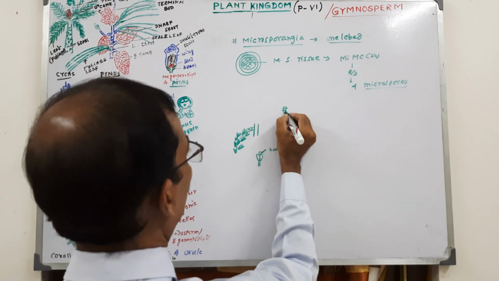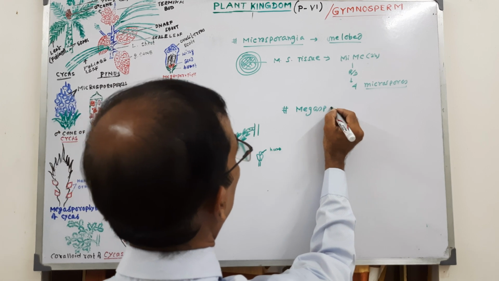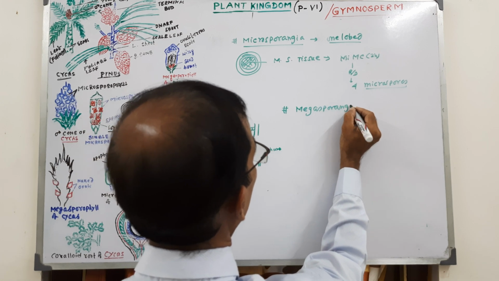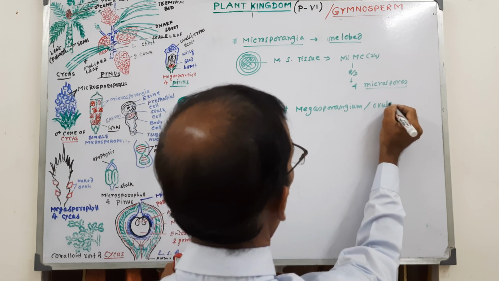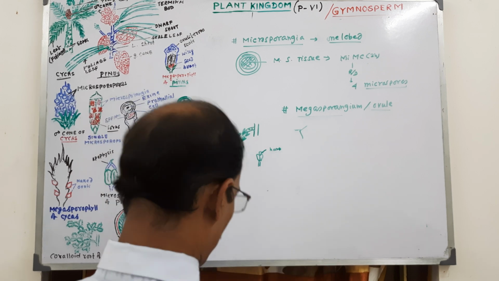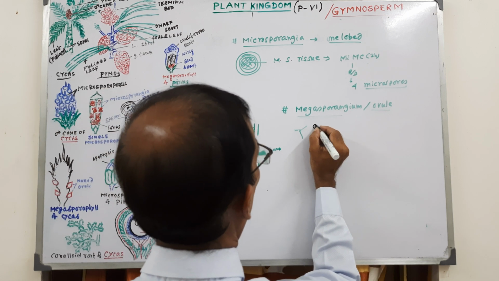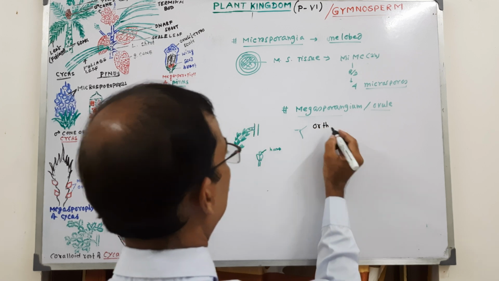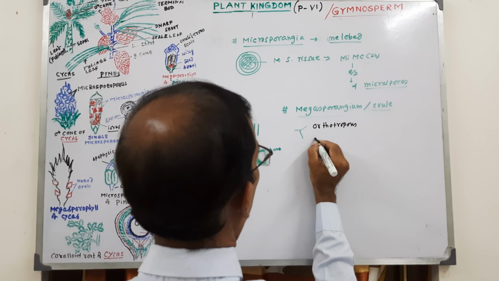About the megasporangium or ovule: first of all, it may be orthotropous or anatropous. Orthotropous, that is Cycas, the primitive type, or anatropous.